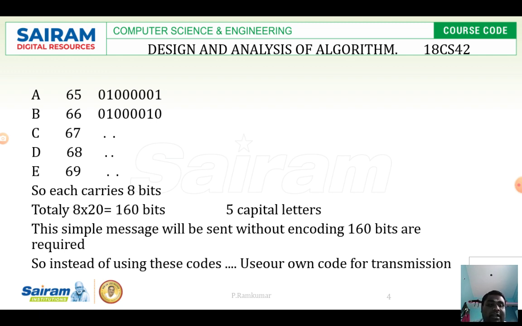In order to overcome this, being a human, being a user, I am going to use my own way of coding for data transmission. If I am using my own way of coding for data transmission, then I can reduce the size of the message. That's what the Huffman technique is used for. We are going to learn how to reduce the size of the message. There are two different techniques we are going to learn: one is fixed length size, another one is variable length size.